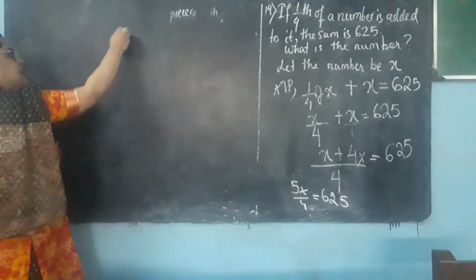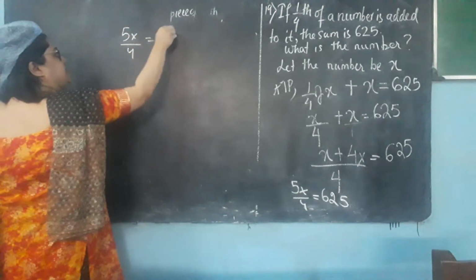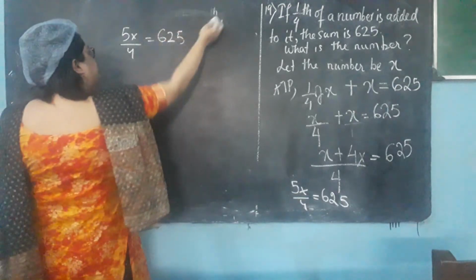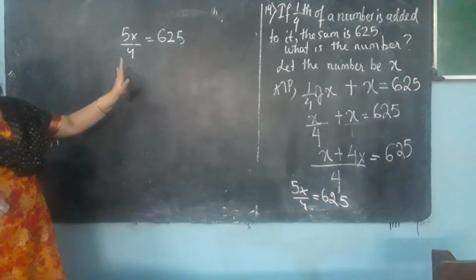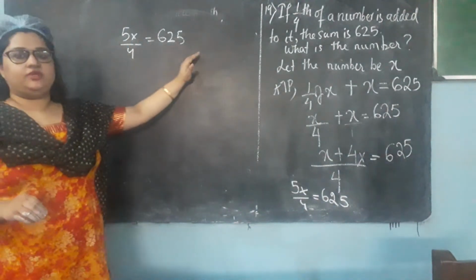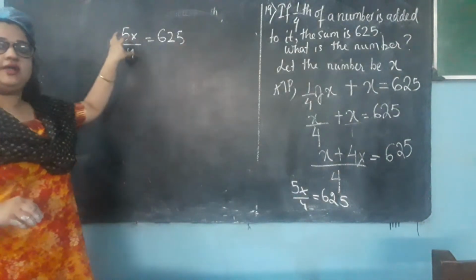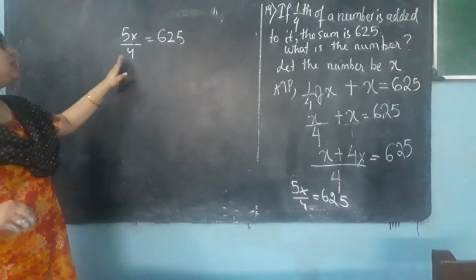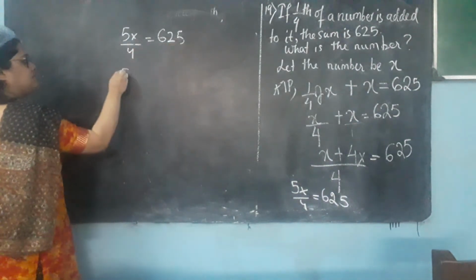5x by 4, the last step we have got 5x by 4 equal to 625. Now I want to know the unknown x. So the numbers have to be shifted that side. When we change, we shift all the numbers to the right hand side and try to find the unknown in the left hand side. So 4 is divided over there, if it goes it becomes multiplied.